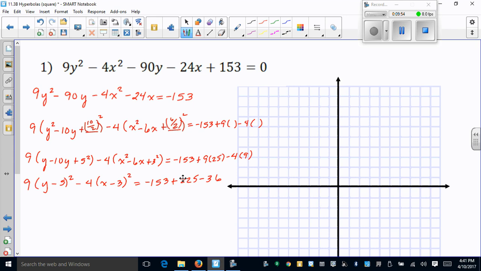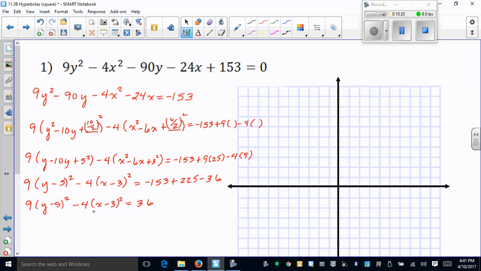So 9 times y minus 5 squared minus 4 times x minus 3 squared equals 36. Sorry, I worked this one out before and I got a negative 36. And what that would have done when you divided by negatives would have pulled this guy in front and this guy in back. It's not a big deal. Okay.